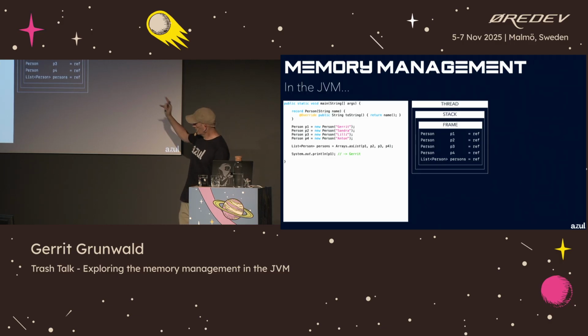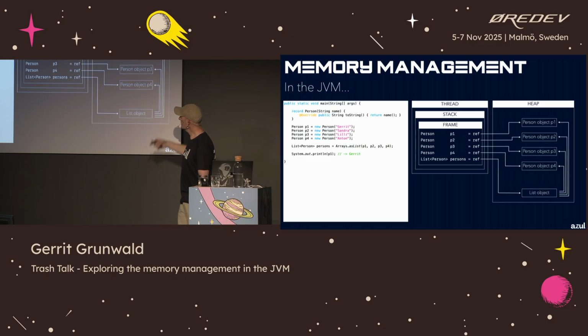Then we have a thread for that program, and then we have the stack for that method, the frame, and we see we have the references for the 4 persons and the reference for the list, okay? And then we have the heap, and these references point to the objects on the heap. This is how it works. And you see that the list has an internal reference to these objects, right? Because it keeps a reference to the objects.